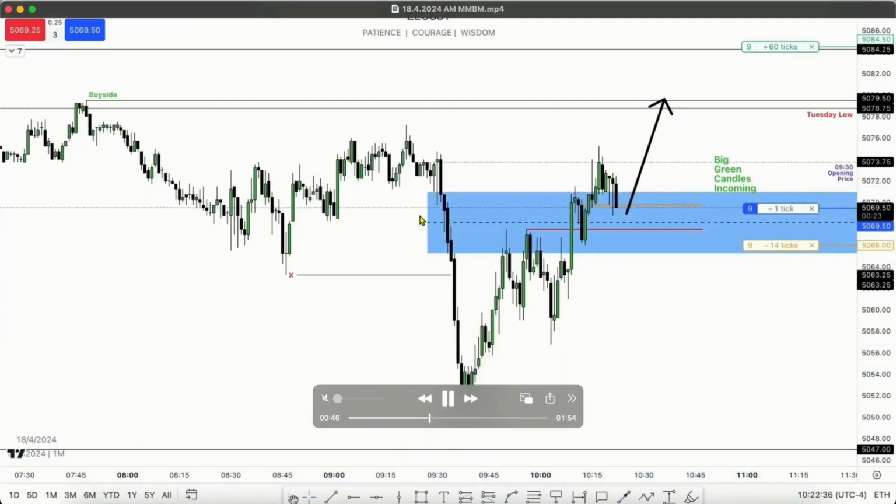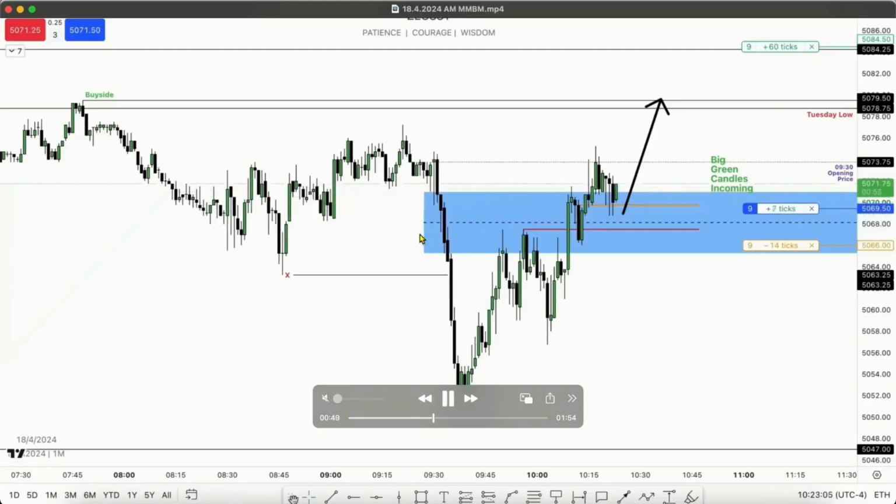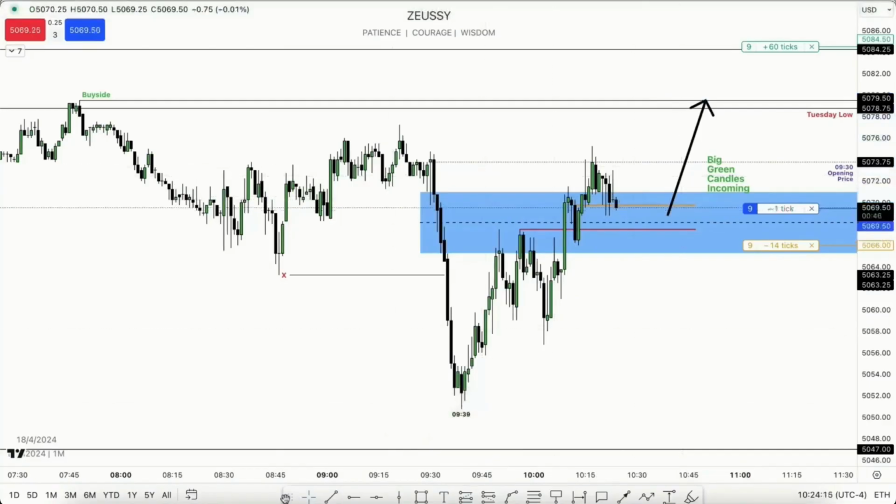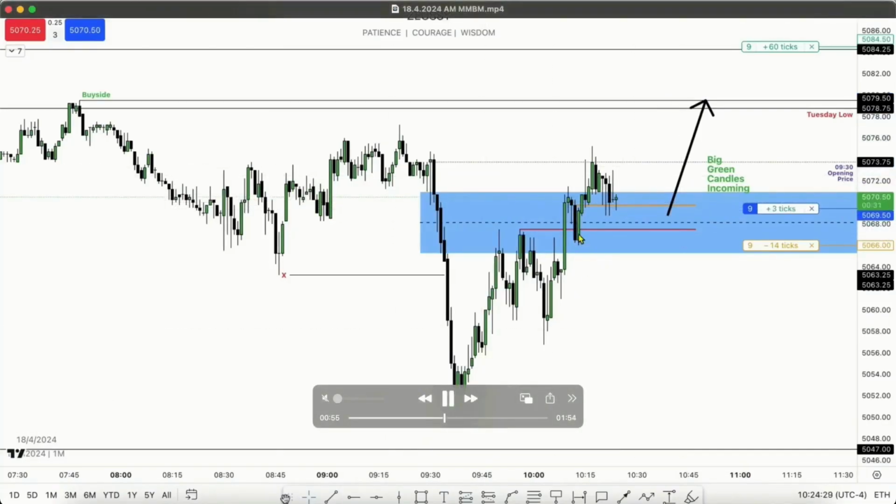As you can see, I have annotated the CE of that blue box now, of that inversion value gap. Price could potentially trade into that and deeper into this down close candle, but it doesn't have to eventually. Again, the stop is drilled to the low right here.